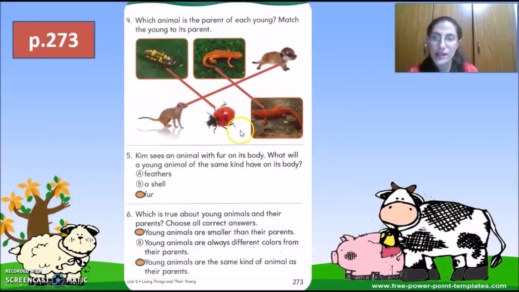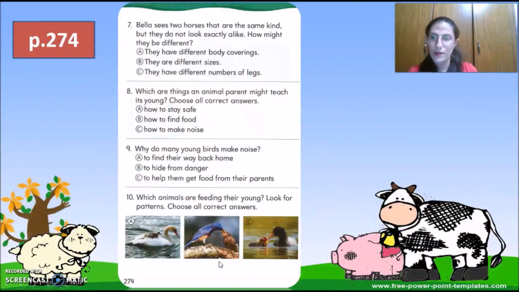It looks completely different. So few animals look completely different when they are young, and as they grow up, day after day, they will look more like their parents. Clear? We move on. Page 274.